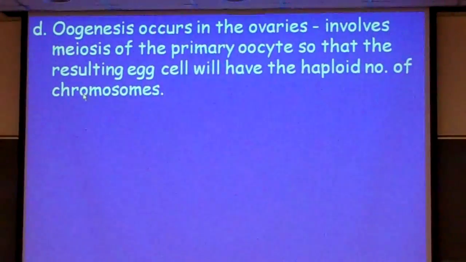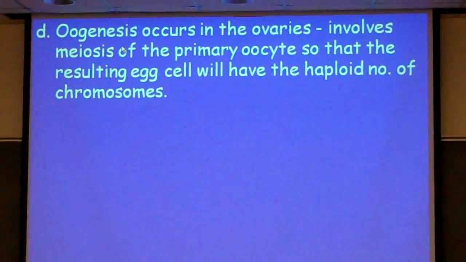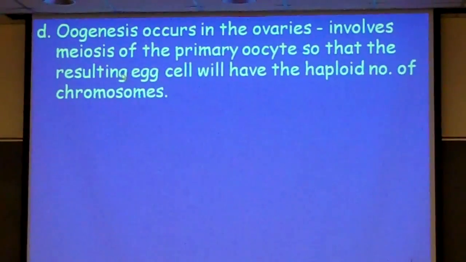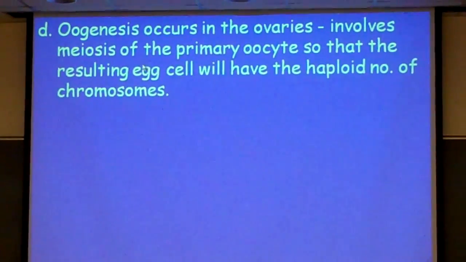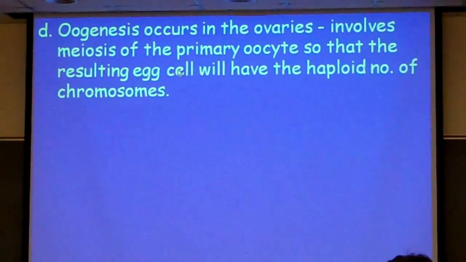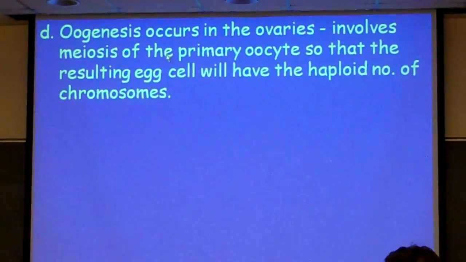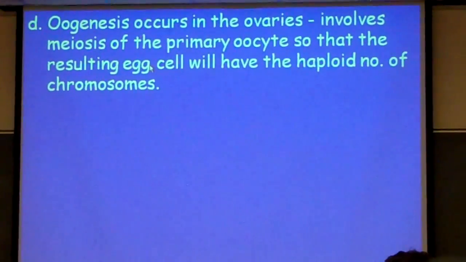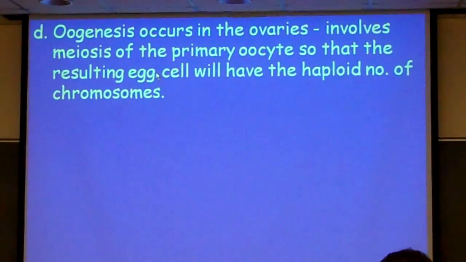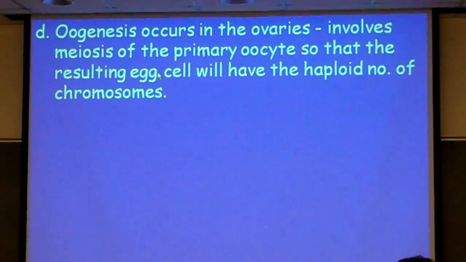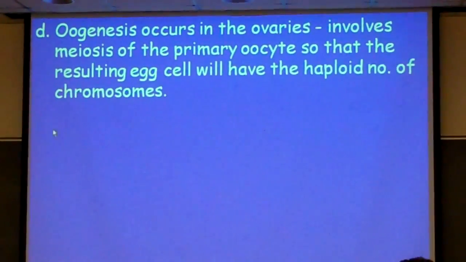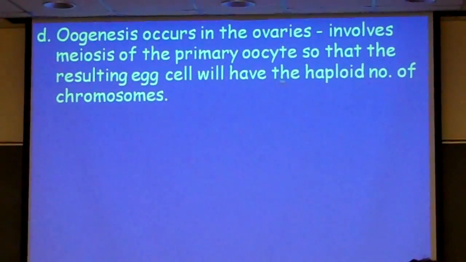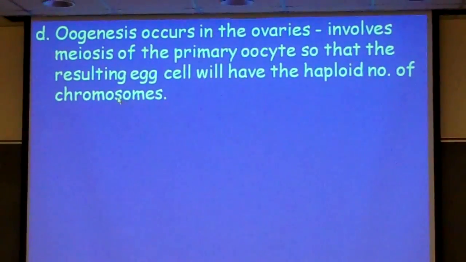Okay, now, oogenesis occurs in the ovaries. It involves the meiosis of the primary oocyte, so the resulting, and in the end, the result will be called the egg, but actually the primary oocyte will undergo meiosis to form a secondary oocyte, and then the secondary oocyte will be arrested at metaphase, which I'll show you in a few minutes. But anyway, when it does get to the egg, even the oocyte has the haploid number of chromosomes. It has to be haploid, 1N.